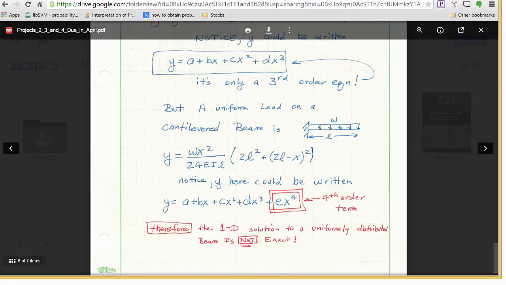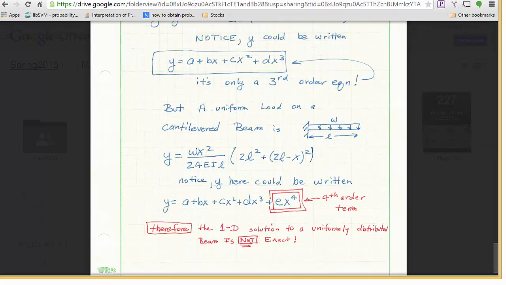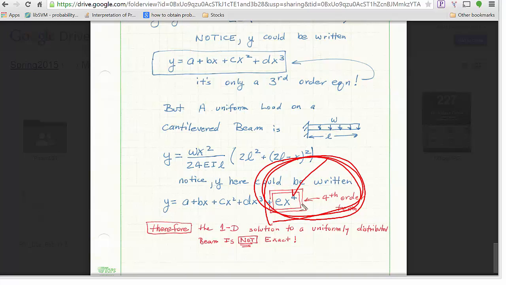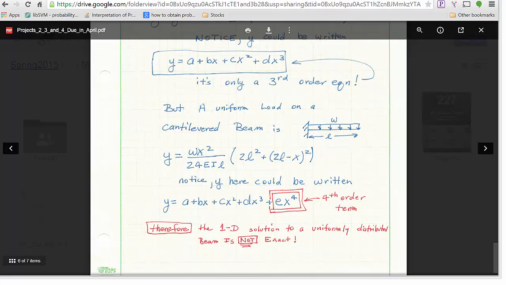So the question is, and by the way, this is the same with the 2-dimension and the 3-dimension. It's impossible to get an exact solution. The question then remains, what do you do next? In essence, this term right here, this fourth order term, is not in our solution or in our assumption of the solution. So what do you do? Let's take an example and we'll find out what you can do.